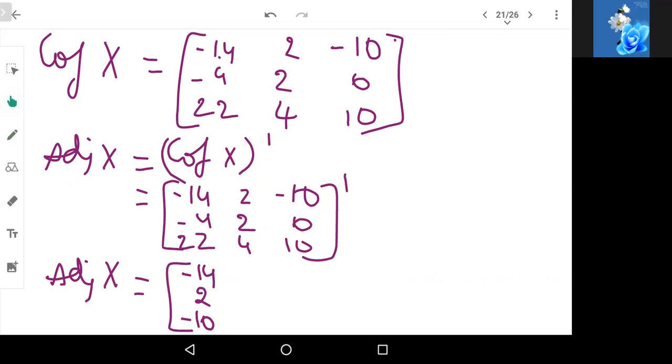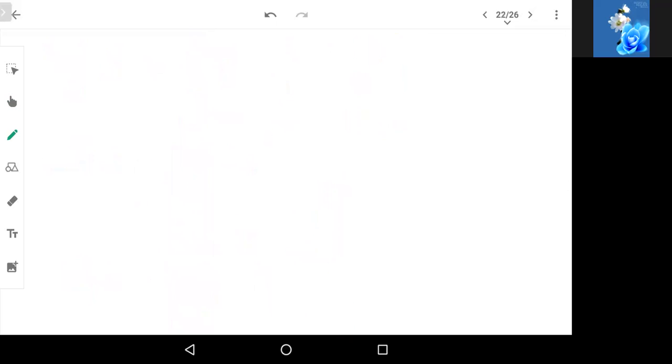Now take the second row and make it as the second column. So the second row is minus 4, 2, 0. Take the third row and make it as the third column. So 22, 4, 10. So this is the adjoint of X. Now, finally, we have to find the inverse of the matrix X.